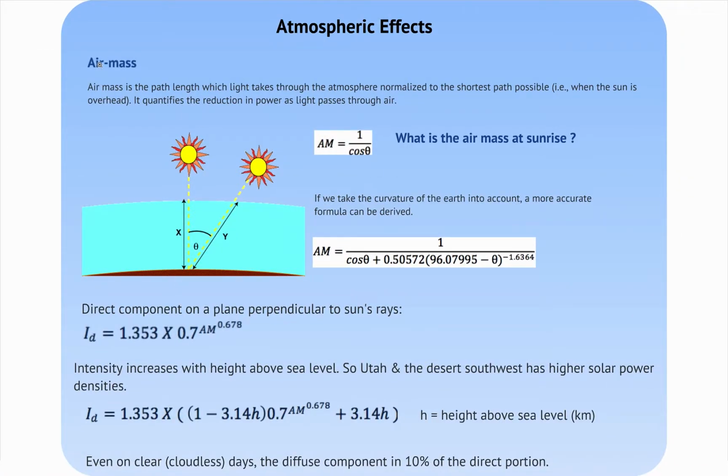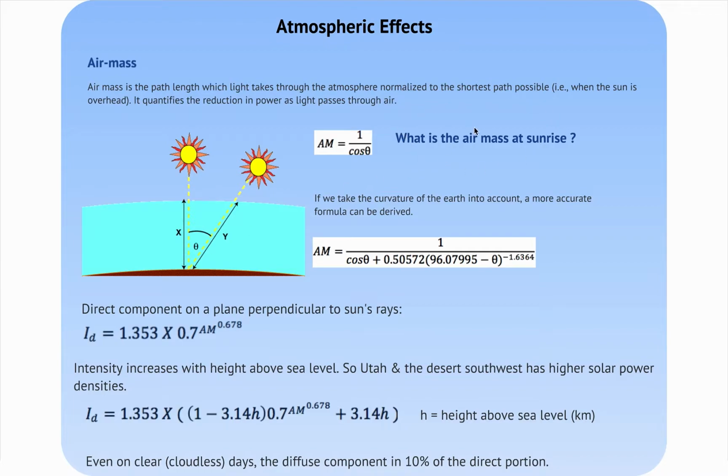So air mass, which we just talked about, which defines those standards, is defined as the path length which light takes through the atmosphere normalized to the shortest path possible. That is when the sun is overhead. This is the shortest path that light can take from the sun to the surface of the earth. But if it's not overhead, then it's longer and there is more absorption and scattering, so this is less power density. It quantifies the reduction in power as light passes through the air. It's also defined as 1 over cosine theta, where theta is measured from the normal here.